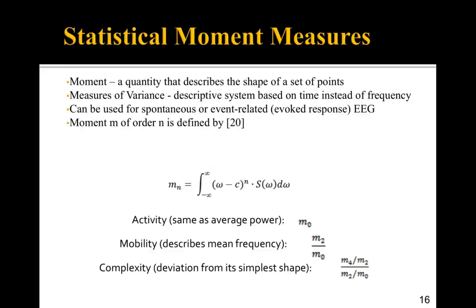Here are the formulas for the different moments. The three Yorth parameters that are most commonly seen are activity, which is similar to average power, mobility, which describes a mean frequency, and complexity, which is the deviation from the simplest shape. The simplest shape being kind of like a sinusoidal appearance. So this can be used either for spontaneous or event-related response, and it is a descriptive system that's based on time instead of frequency.